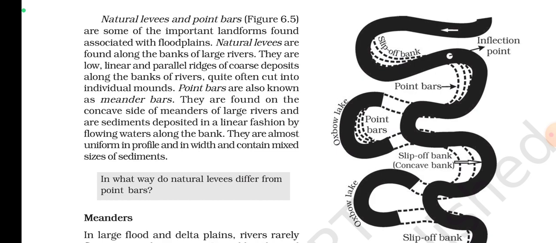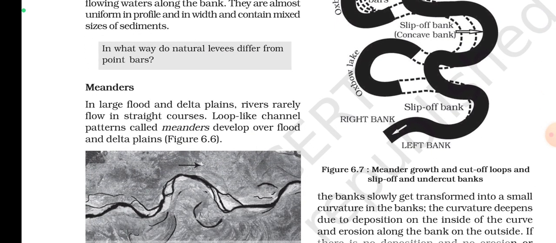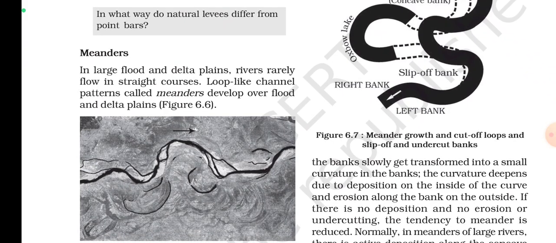Point bars are also known as meander bars, right? They are found on the concave side of meanders of large rivers and are sediments deposited in a linear fashion by flowing waters along the bank. They are almost uniform in profile and in width and contain mixed size of sediments. In what way do natural levees differ from point bars?